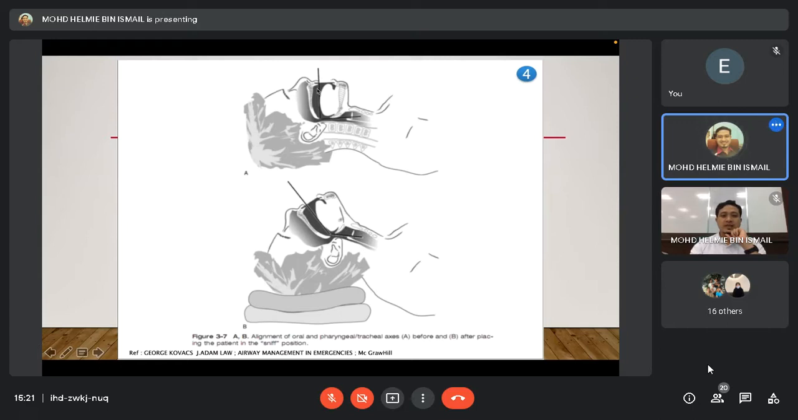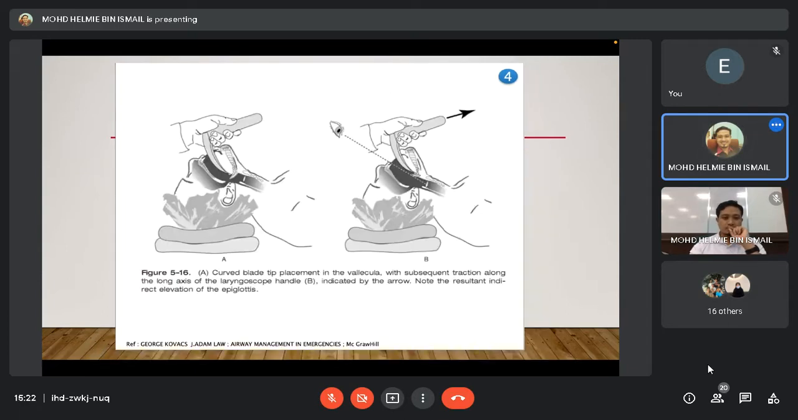If you look here, the angle. In this one, the angle is a bit bigger. That's why you can visualize the vocal cord. This one is very difficult, about a 90 degree angle. That's why when you elevate the tongue and everything, it's very difficult.